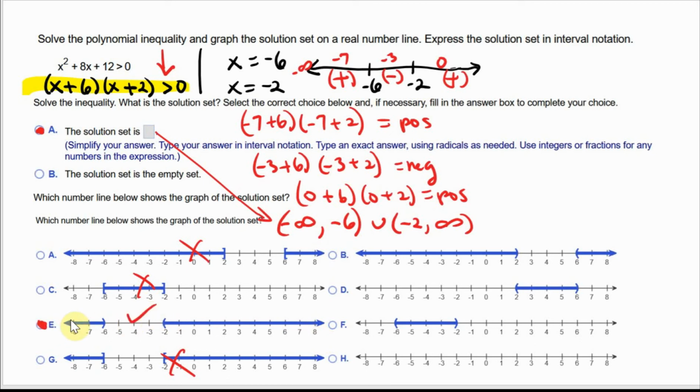It's not the interval between -6 and -2, because remember, that was negative. Here they asked for greater than 0, which means positive. So what are the intervals where we get a positive value for the inequality?